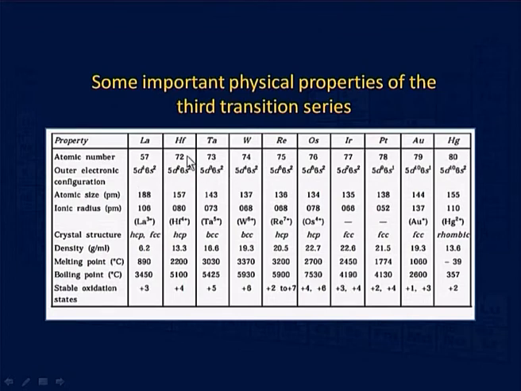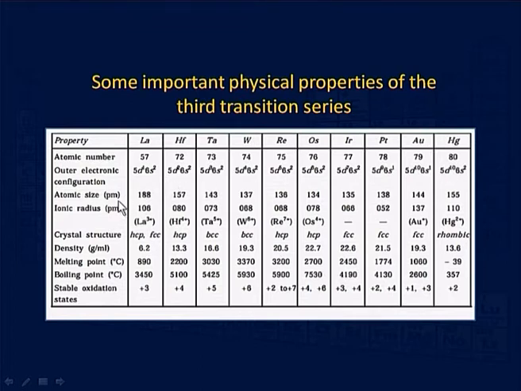As you can see, progressively one electron is added into the 5d subshell of the metal, and at the end of the series the 5d orbital is completely occupied with electrons, giving rise to 5d10 6s2 electronic configuration to the last element, mercury, having atomic number 80 in this series.